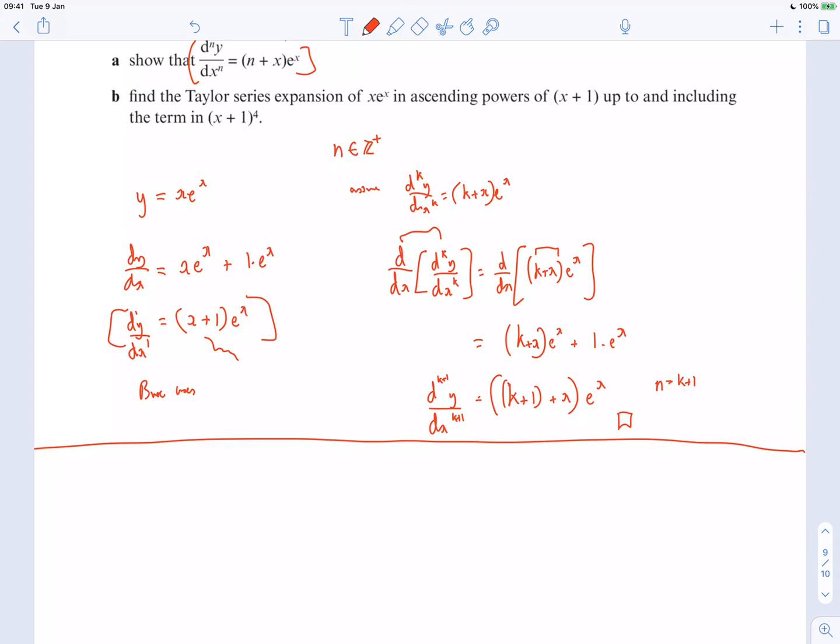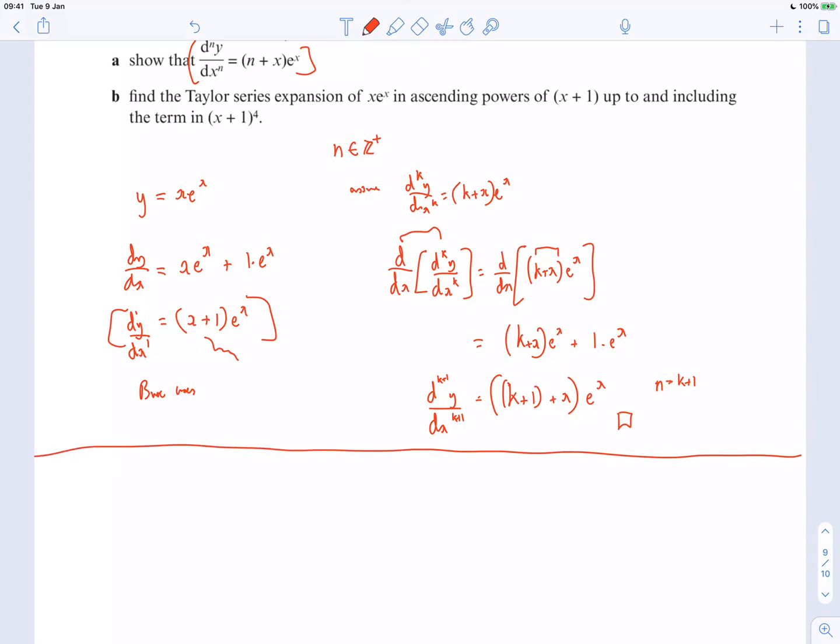But anyway, so find the Taylor series expansion for x e to the x in ascending powers of x plus 1 up to including that term. Okay, so hold on. If it's in terms of x plus 1, then for what values of x is this series around? The clue to that is it's got to be x minus a, which in this case is minus 1. So we're actually evaluating this around minus 1. If you always want to know where the series is being evaluated around, then just take the polynomial bit, which in this case is x plus 1, set it equal to 0 and solve for x.